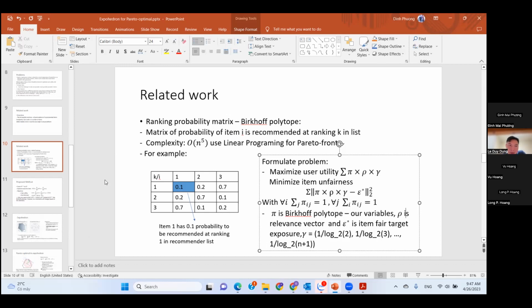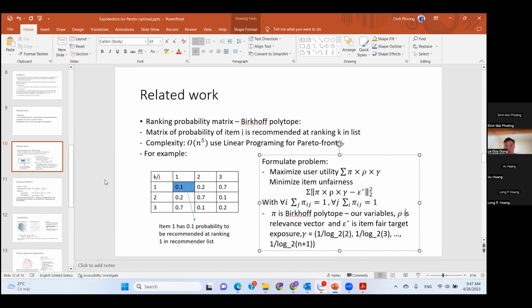And as you can see here, we can solve this with linear programming, and we can combine this with scalarization to generate the Pareto front. In that case, we'll have a complexity of about n to the power of 5, which is quite large when n goes up.